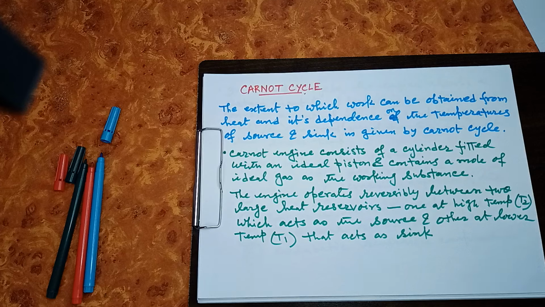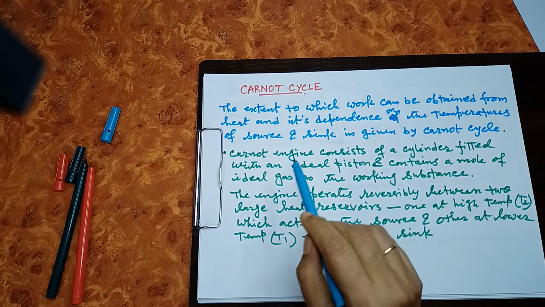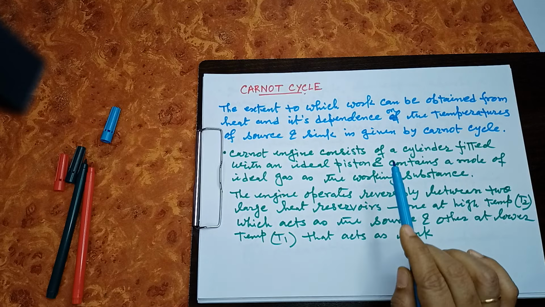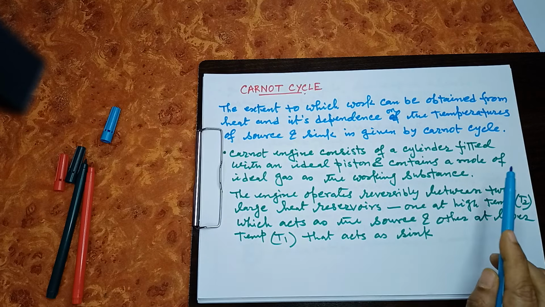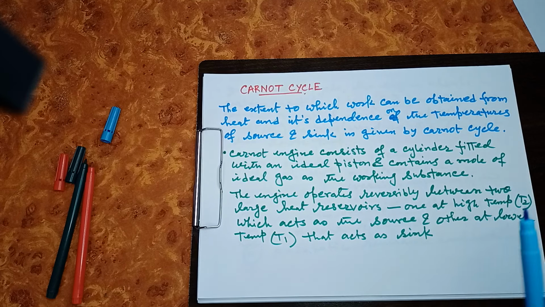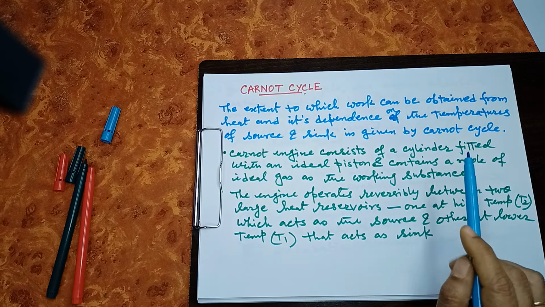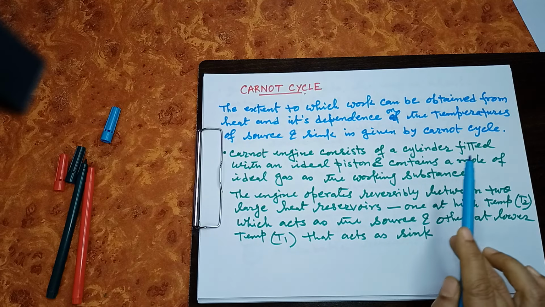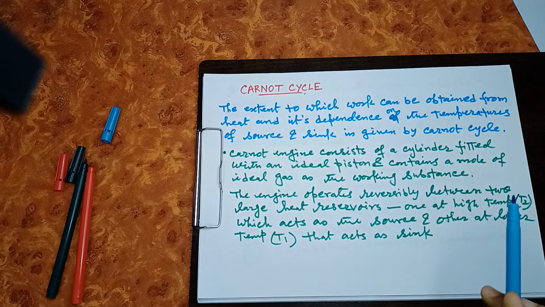Now, Carnot cycle. Here, the extent to which work can be obtained from heat using a heat engine, and its dependence on the temperature of the source and sink, is given by the Carnot cycle. To what extent heat can be converted to mechanical work by a heat engine and its dependence on the temperature of two heat reservoirs, that is given in the Carnot cycle.